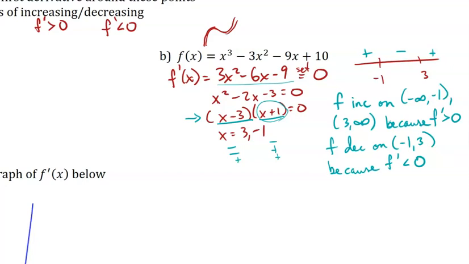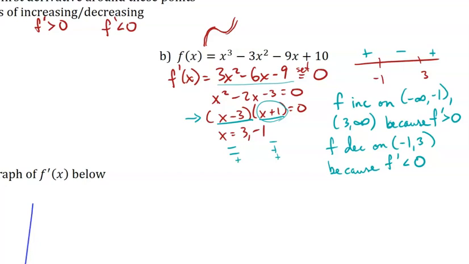The reason I do this is because even though intervals of increasing and decreasing could include the endpoints, so they could be open or closed, intervals of concavity have to be open. And so that I don't accidentally write intervals of concavity with closed intervals, I just always get in the habit of writing them as open intervals.